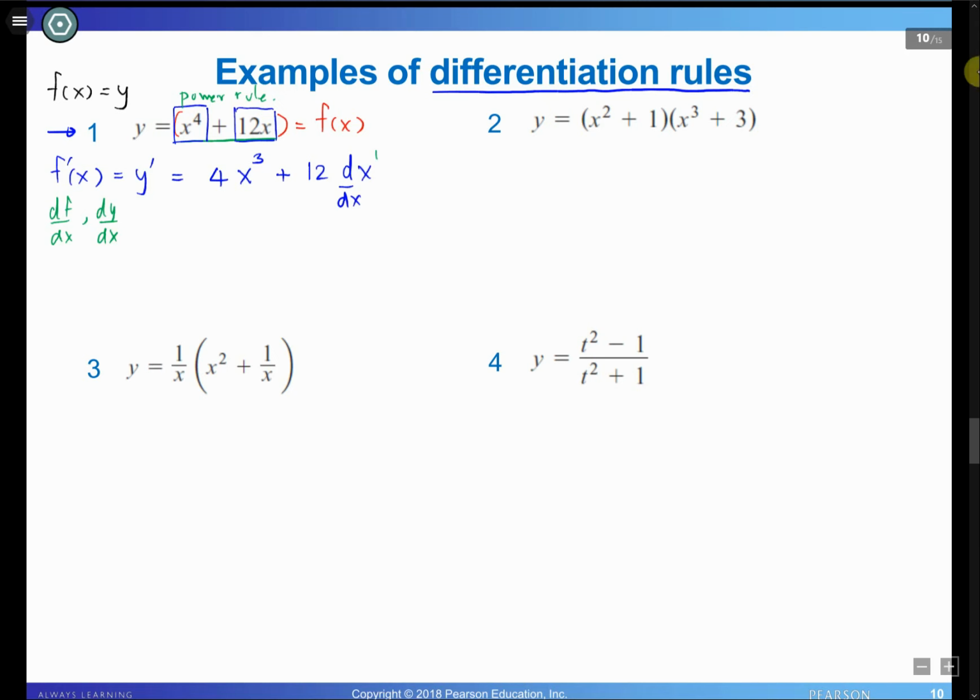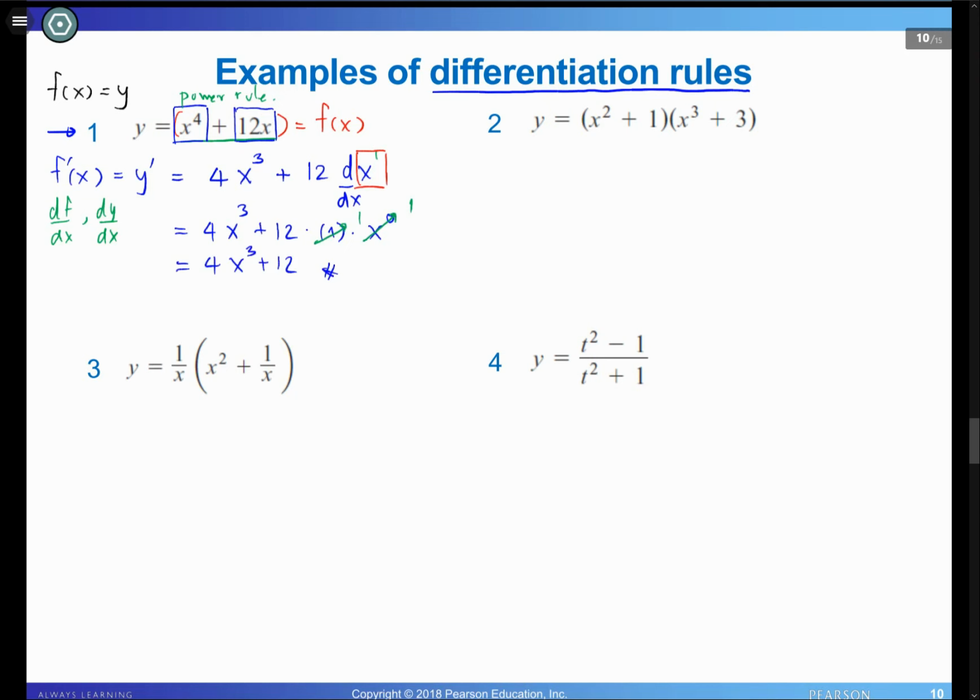Let's see what happens. So we have 4x cubed plus 12, and now we differentiate this x to the power of 1. So 1 is going to come down. Same rule. So 1 comes down, and then the power of x decreases by 1, so it becomes 0. And as you can see here, x to the power of 0 is going to be 1. And that's why this doesn't really matter here. This is also 1. So in the end, we have 4x cubed plus 12 as the answer for this first example. Easy stuff, right?